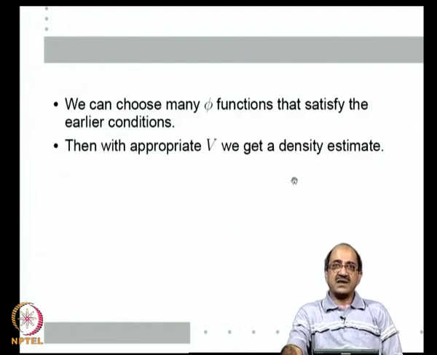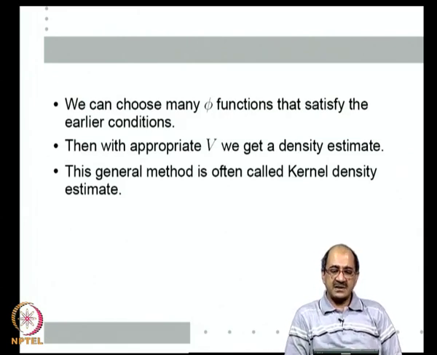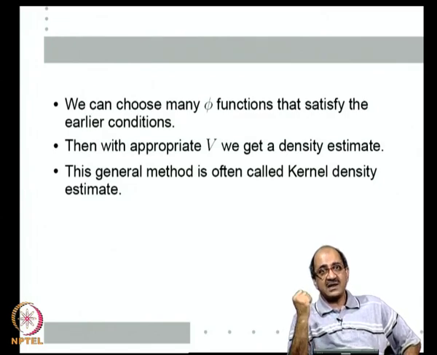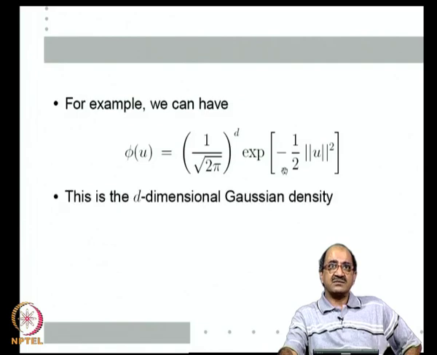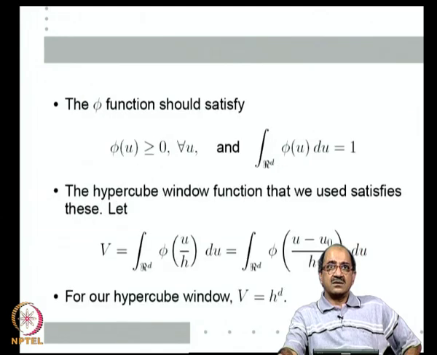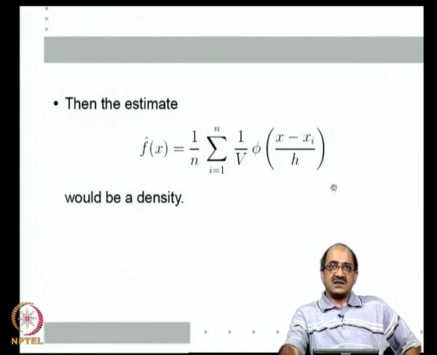Then with the appropriate V we will get a density estimate, and all such estimates are called kernel density estimates, and the particular phi function you have chosen is called the kernel function for that particular density estimate. So, this is the general method of kernel density estimates. We essentially choose a phi function that satisfies these conditions, and we choose V to be this integral, then such a density estimate will be a density, and it is called the kernel density estimate with the kernel function phi.